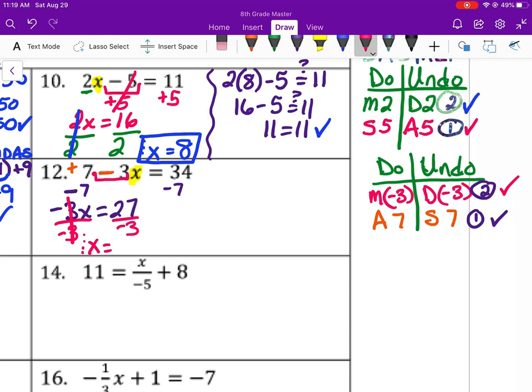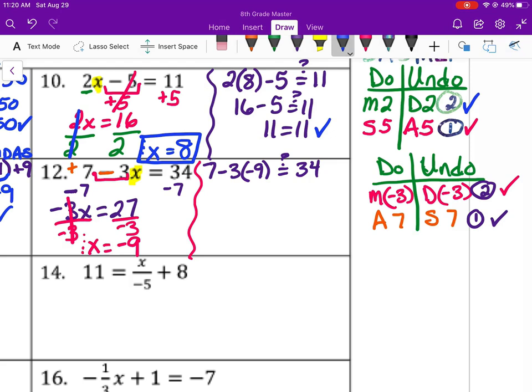Positive divided by a negative. So remember, when the shoes are different, you're not having a good experience. So we have a negative 9. We're going to go over here. We're going to do our check step. So 7 minus 3 times whatever was our answer goes in parentheses. Question mark equals 34.